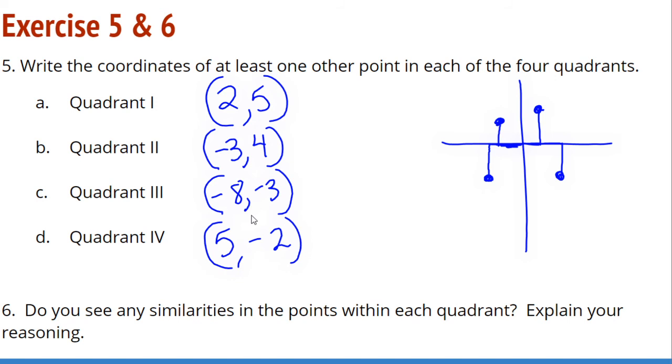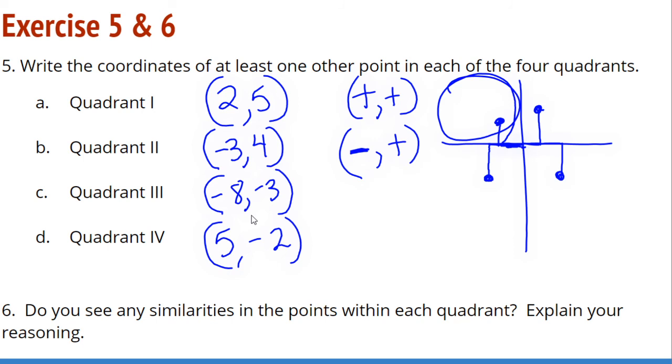So what we're looking at here is a pattern, or a recognition of a pattern, that in quadrant 1 the coordinates are always positive, positive. The x-coordinate is positive and the y-coordinate is positive. For quadrant 2, the x-coordinate is negative and the y-coordinate is positive. So I go negative on the x and then I go into the positive section of the y.